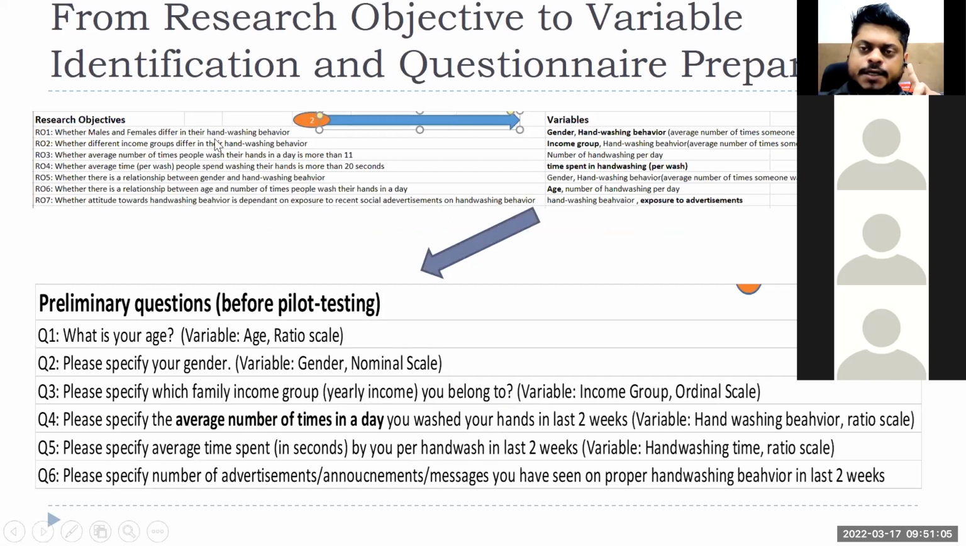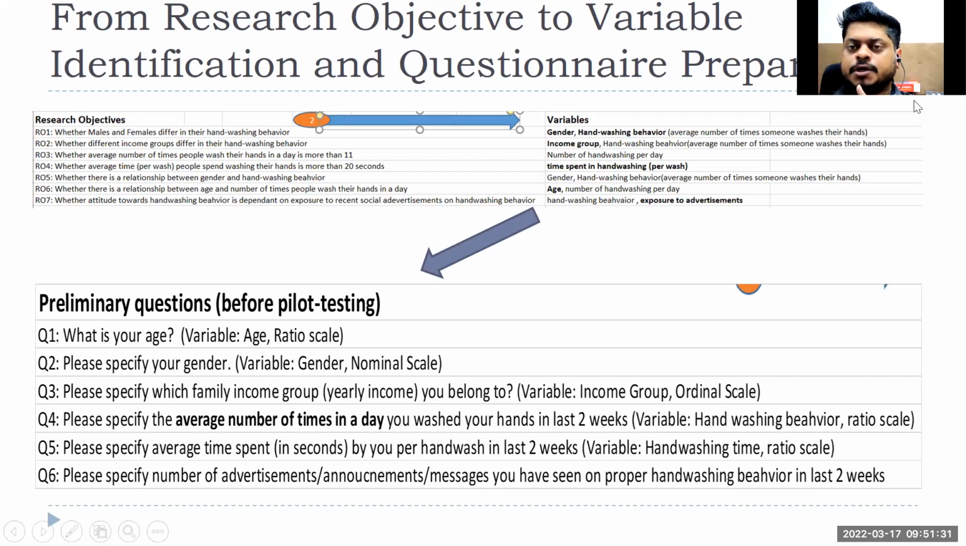Next step is, once I have research objectives, find out for each research objective what kind of information I'm looking for. If I look at my first research objective, whether males and females differ in their hand washing behavior, what are my variables? One variable is the gender of the respondent, because if I do not know that, then I cannot conduct that analysis. Second is hand washing behavior, and that I have to define. When I say hand washing behavior, whether it is per day, per week, per month, how am I going to define it? So, the average number of times someone washes their hands per day. That is something I have to define.